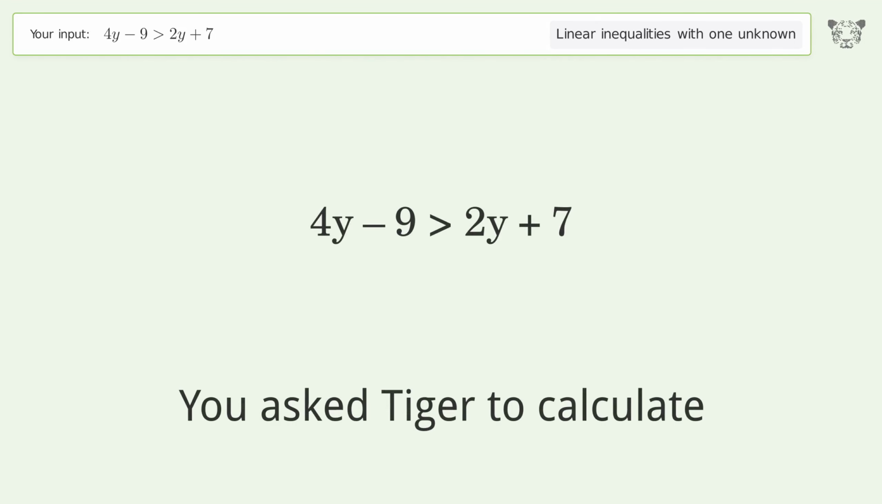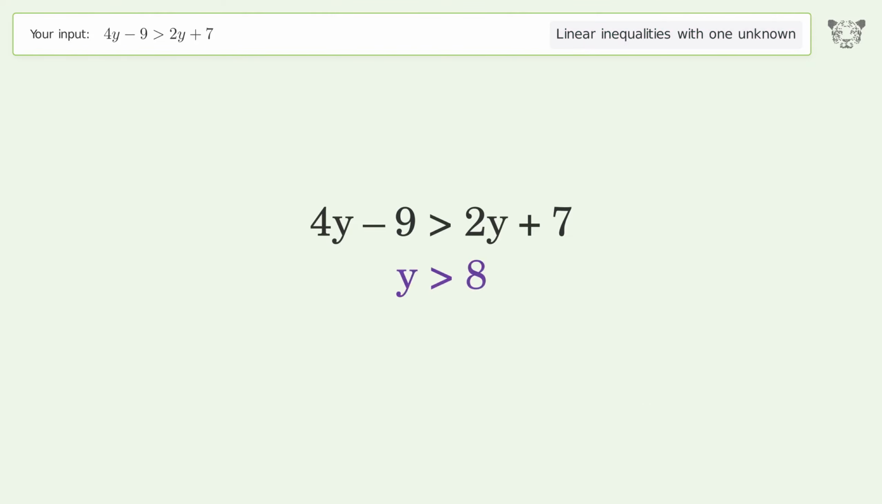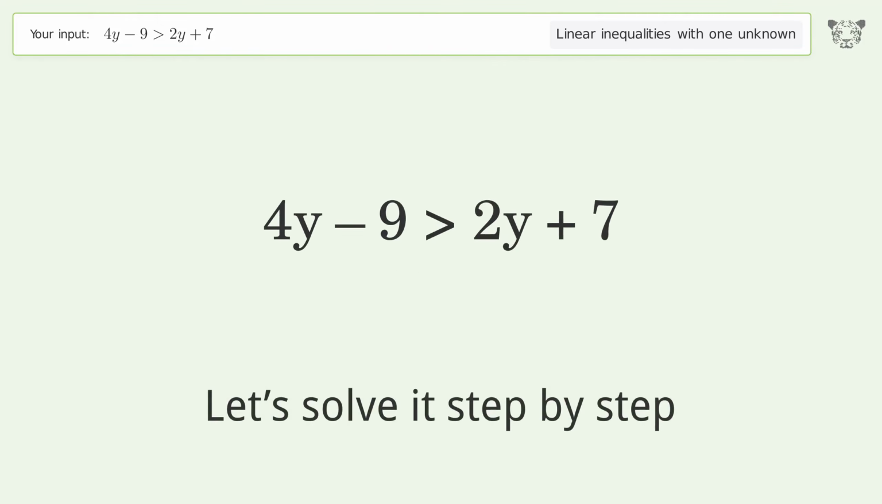You ask Tiger to calculate. This deals with linear inequalities with one unknown. The final result is y greater than 8. Let's solve it step by step.